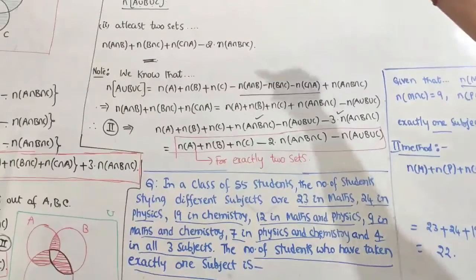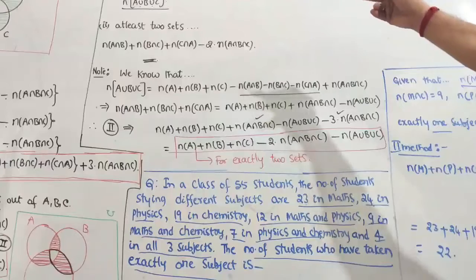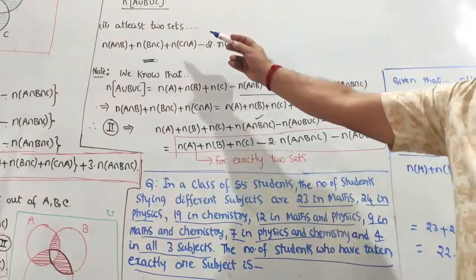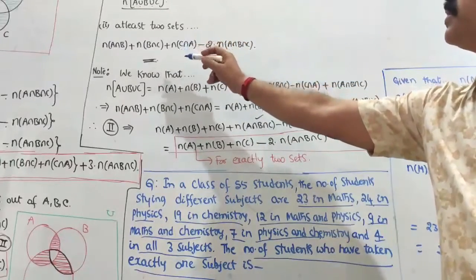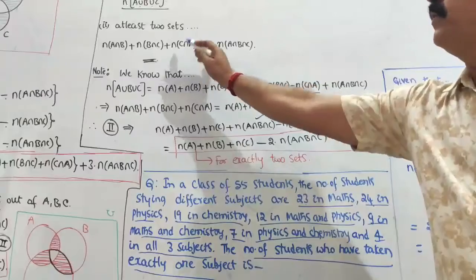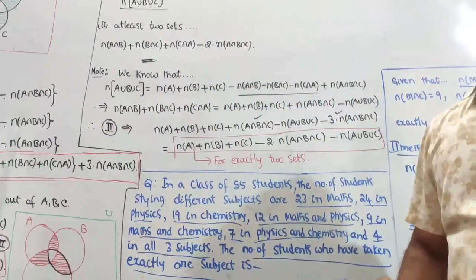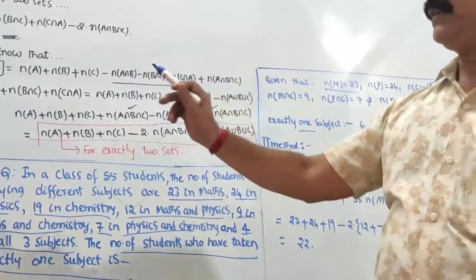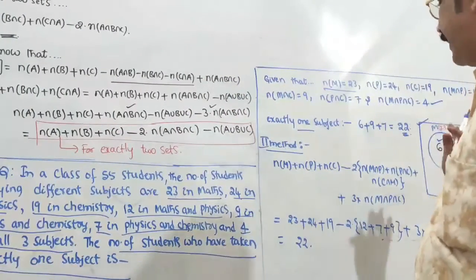At least one set means N of A union B union C. Of course it is 55: 6 plus 8 plus 9 plus 4 plus 5 plus 3 plus 7, just like that. Next, at least 2 sets, we can follow this formula. So there are 2 methods, namely number 1 formula, number 2 Venn diagram.